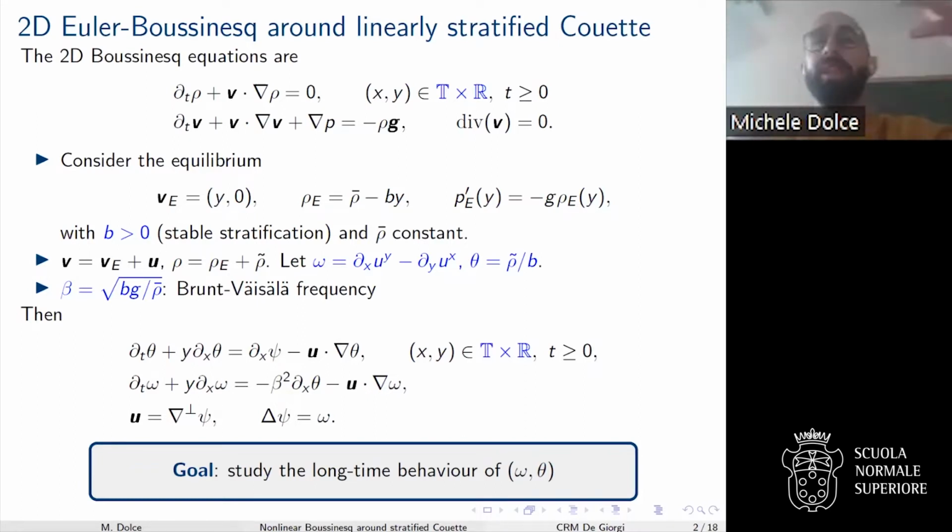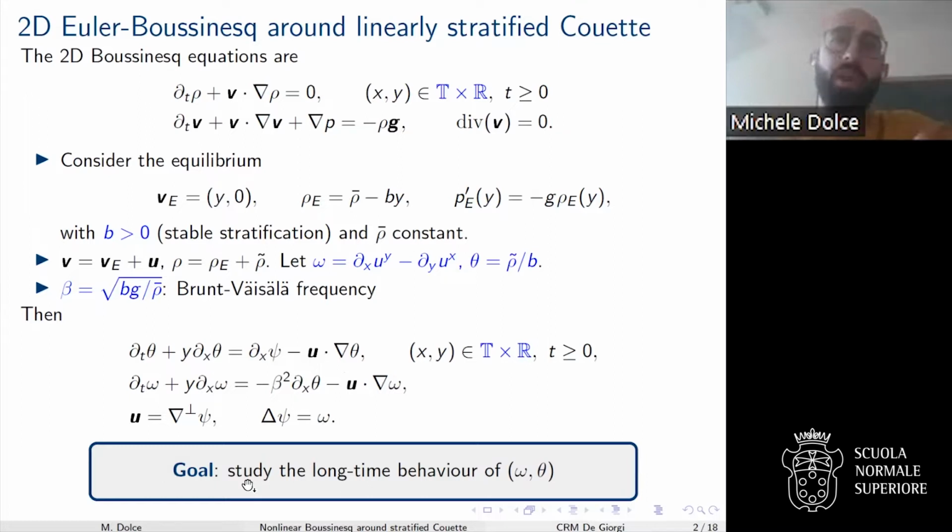Writing down the equation for the perturbation, they take this form, where you see that there is a common transport term, so density and vorticity are advected by the background flow. There is a linear term that couples the equations, and the constants here simply come from the particular solution we chose, and the nonlinearity. As usual, the velocity field is recovered through the standard Biot-Savart law in 2D.